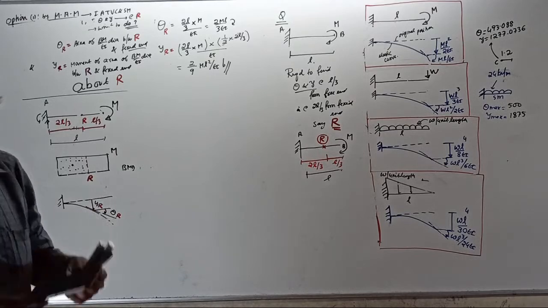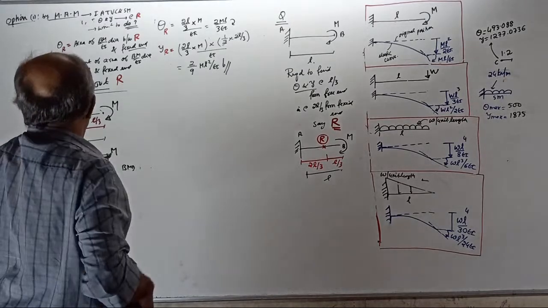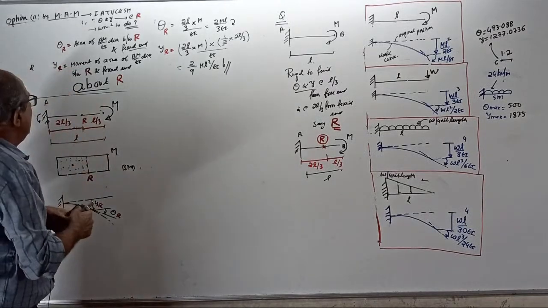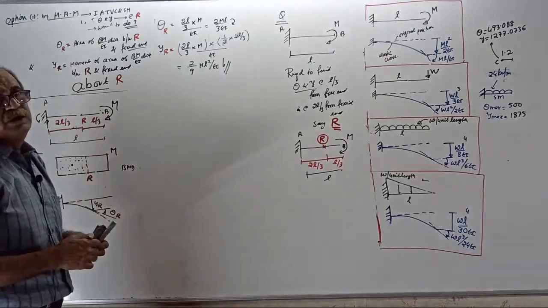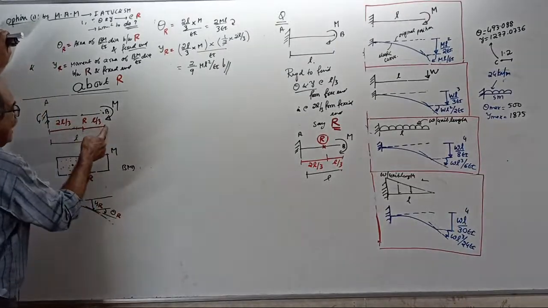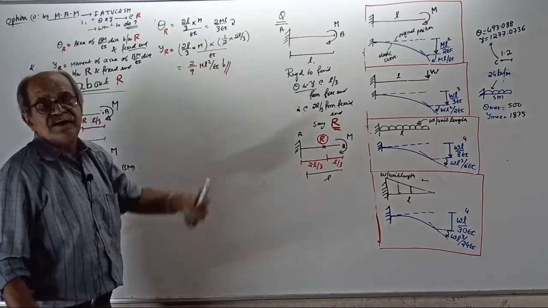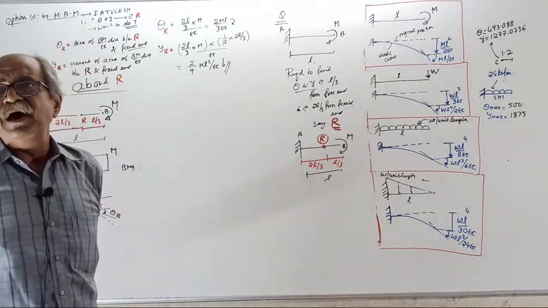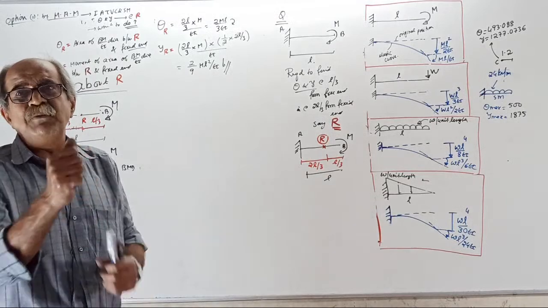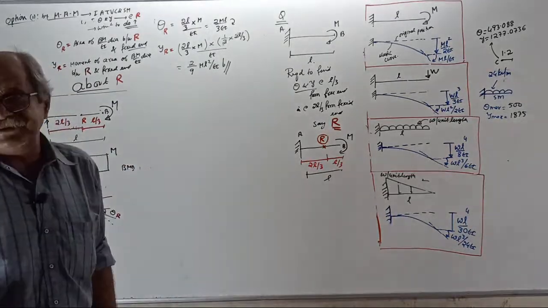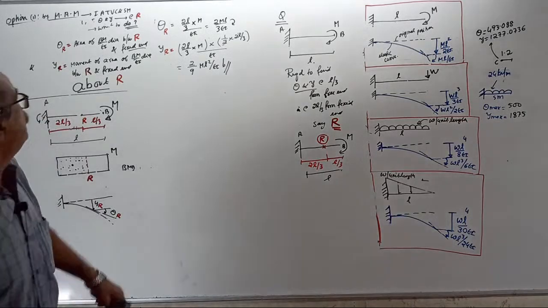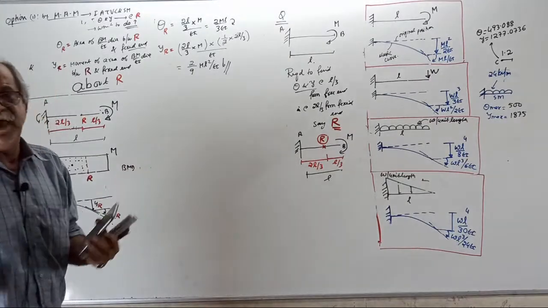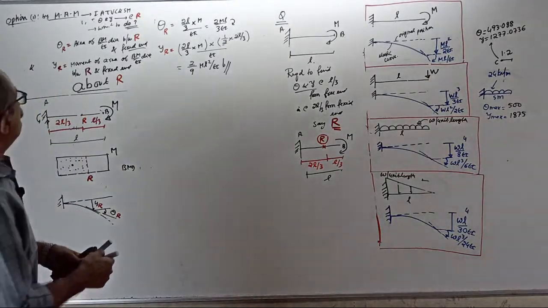Okay. Now, those who want can do it by Macaulay's method. Take a section XX here, X from the free end B, and then get C1, C2 to get slope and deflection here. Put X equal to L by 3 and check the answer. Can you do it by Macaulay's method? See, this way if you learn the basic concept, really full grip will come. Take origin at B, take section XX here. BM equal to M. Integrate two times. Yes, do it.